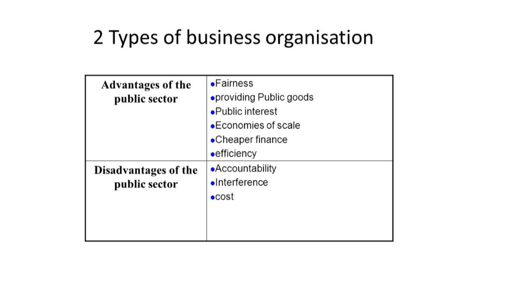E. Cheaper finance. Taxes or borrowing backed by government guarantees might be cheaper than borrowing at commercial rates. F. Efficiency. The public sector is sometimes more efficient than the private sector. The UK's National Health Service, despite its well-publicised problems, has lower administration costs and serves more of the population than the private sector does in the US.